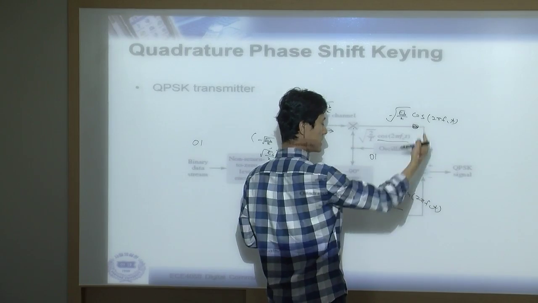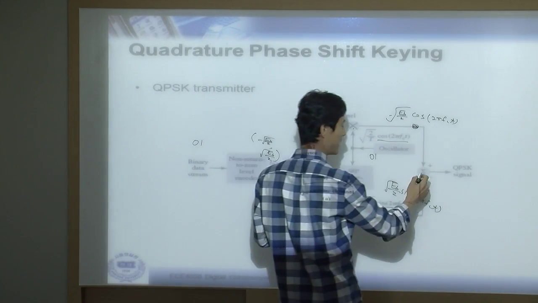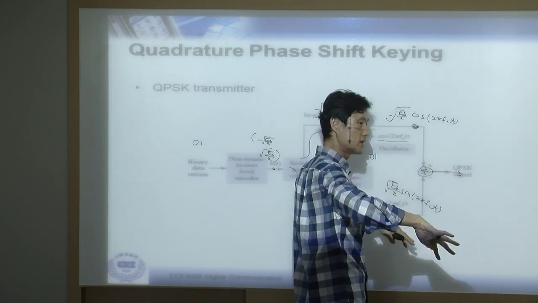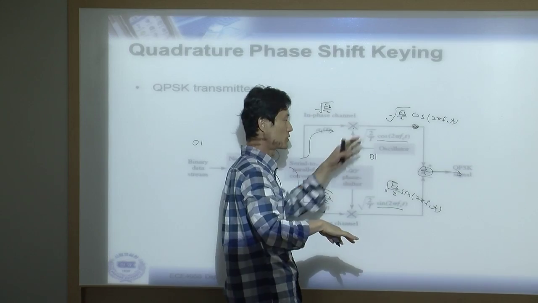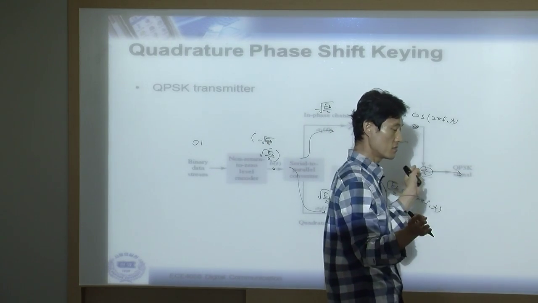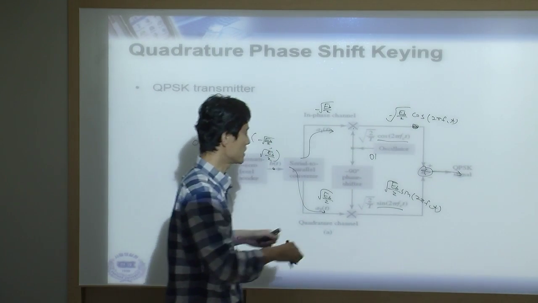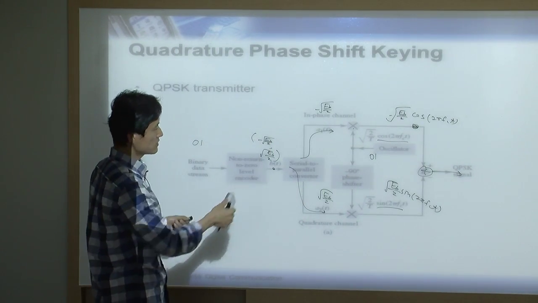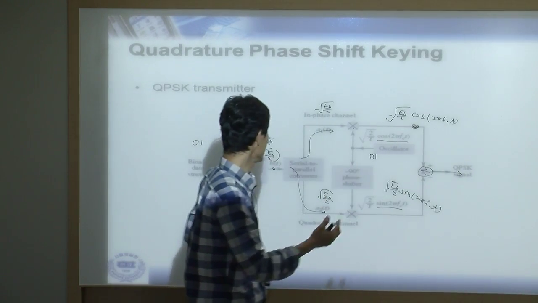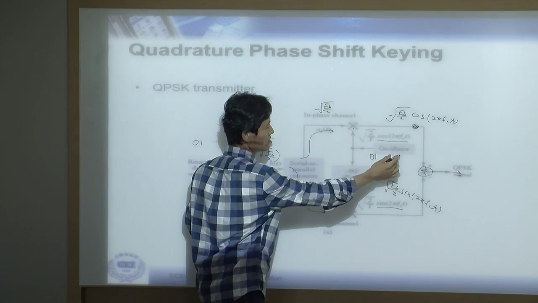Now we know that cosine and sine are completely orthogonal. What that means is you can just add and transmit. At the receiver, we can completely separate them, because cosine and sine are completely orthogonal. You can add them together, no problem. We can differentiate them perfectly at the receiver. So that's the structure of the QPSK modulator or transmitter.